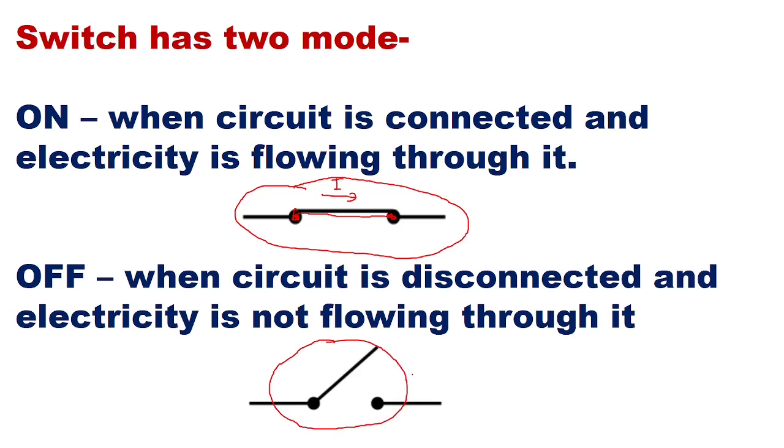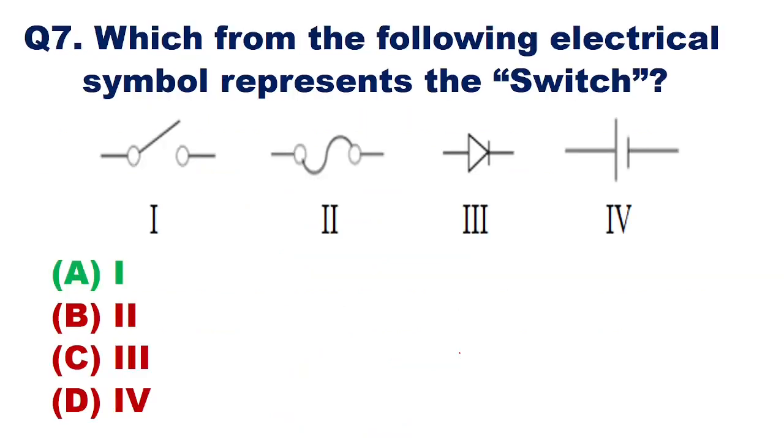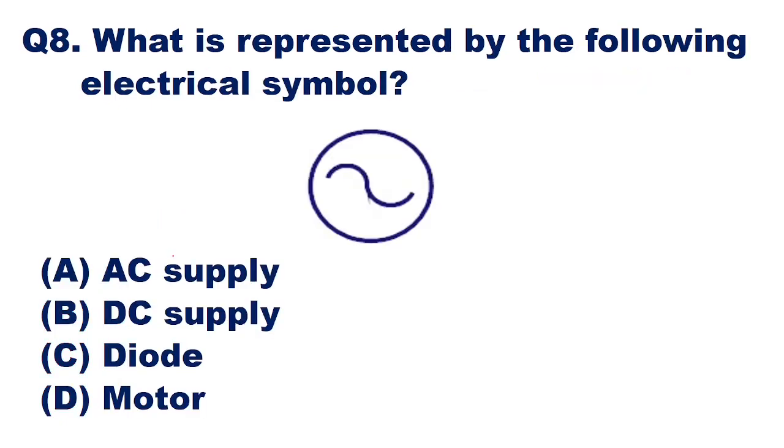So here in our option, this symbol is there and this is a symbol for switch. So here you can see option 1 is the right answer. This is the symbol for switch, which is in open condition. So here the first option is the right answer. Then we'll go to the next question.